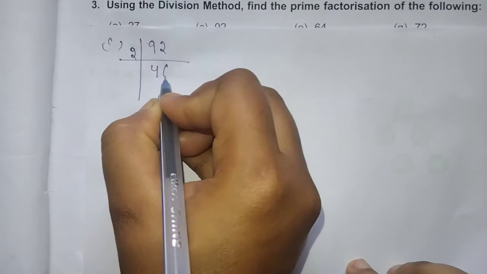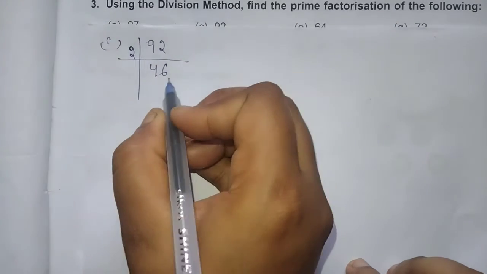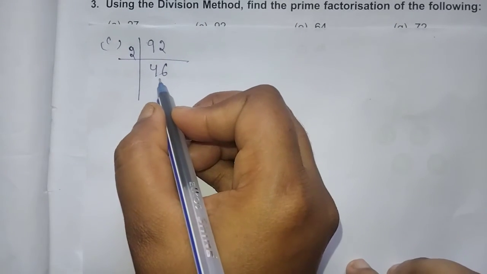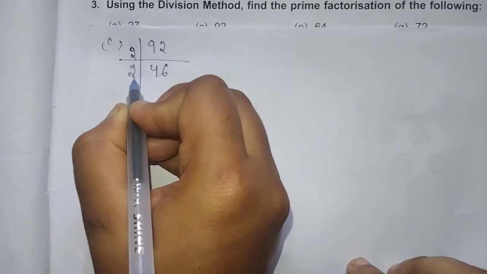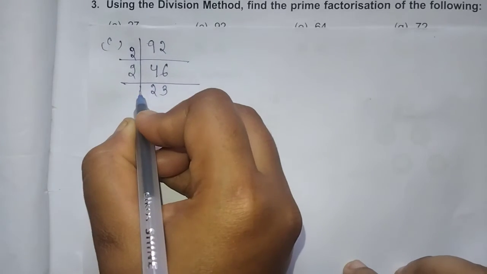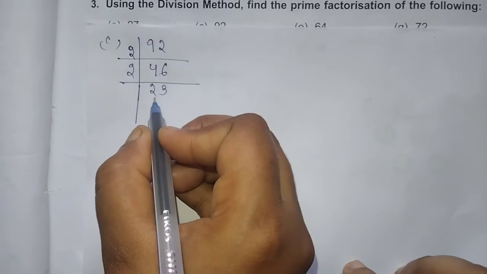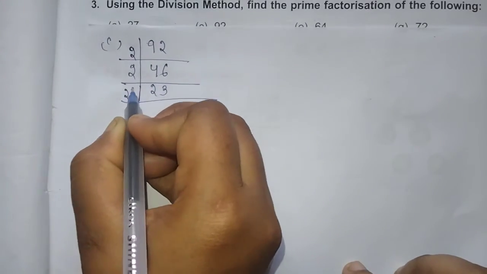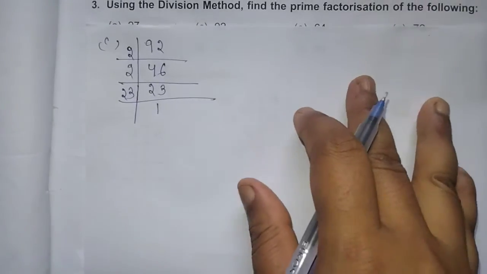2 4 is 8, 2 6 is 12. Then we write the quotient below. Divide 46 by the prime number 2. 2 2 is 4, 2 3 is 6. Then divide 23 by the prime number 23. We get 1. So we stop.